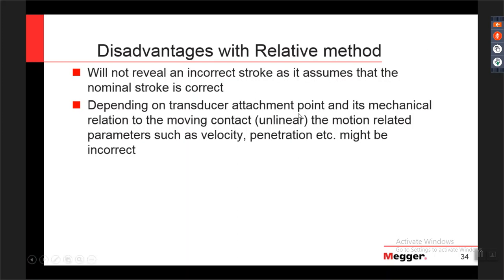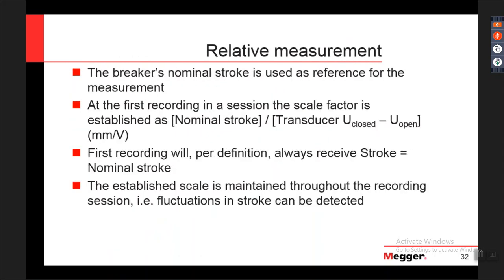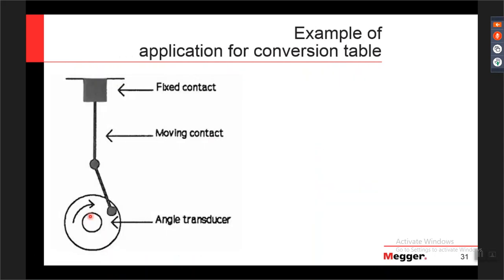And depending on the transducer attachment point and its mechanical relation to the moving contact, the motion-related parameters like velocity, penetration, and so on will not be exactly as the factory reference values. So that can be explained in this graph. This is actually like, if you do this example with the transducer here and compare to the movement here.